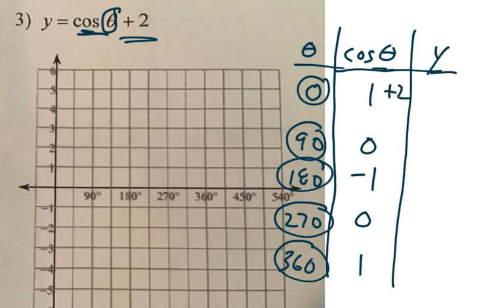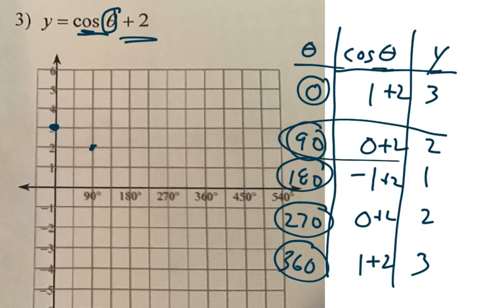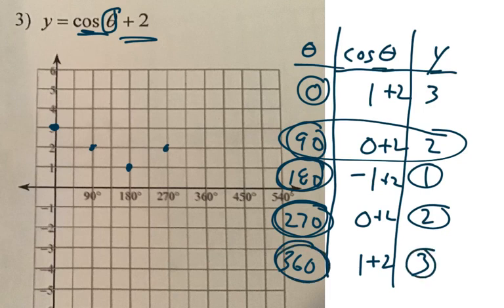So y literally means we're just going to add 2 to cosine theta, right? So 1 plus 2 is 3. 0 plus 2 is 2. Negative 1 plus 2 is 1. 0 plus 2 is 2. 1 plus 2 is 3. So we're going to go to 0, 3. 90 degrees is 2. 180 is 1. 270 is 2. And finally, 360 is 3.